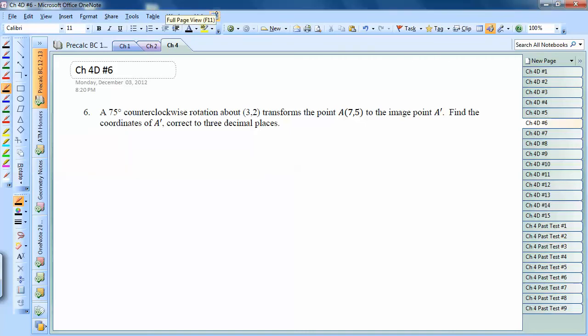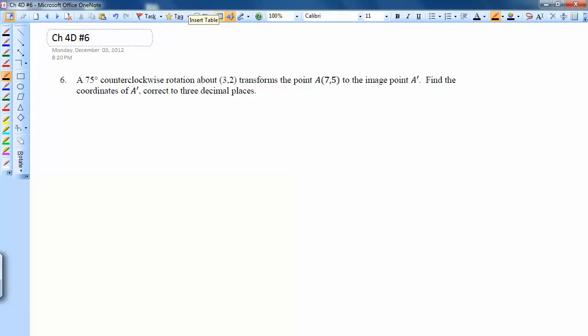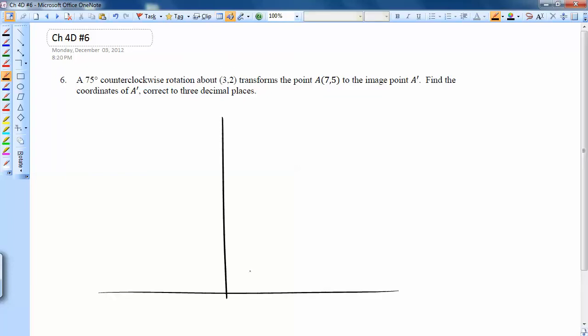Okay, so in this problem, 75-degree counterclockwise rotation. Center is 3, 2. So 1, 2, 3, 1, 2. Whoa, that's not A, that's the center. 7, 5 is A, so 4, 5, 6, 7. 7, 5 is A. And then that gets rotated 75 degrees around.